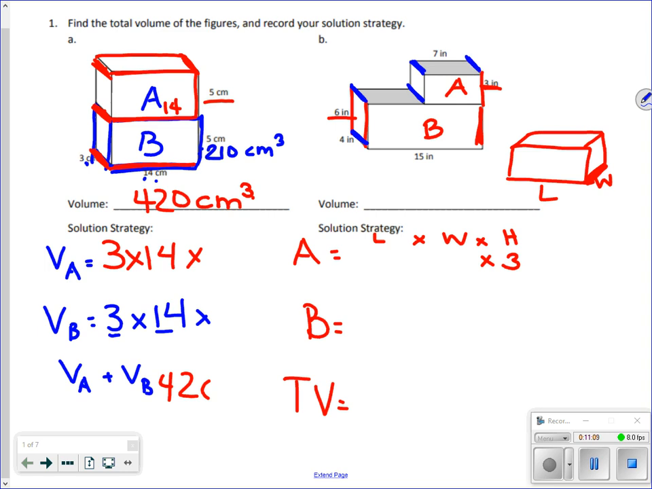So now do we have our width? Yes, we do. Very good. So do we have our length? Yes, we do. Right there. 7. So now we have all of our information to find the volume of A. Just because they don't label it doesn't mean it's not there. So find the volume for A.